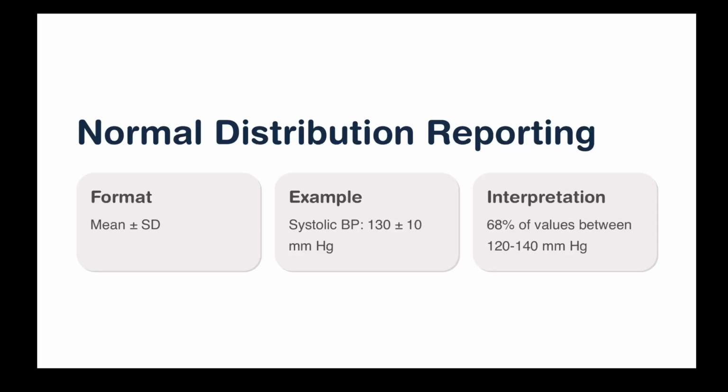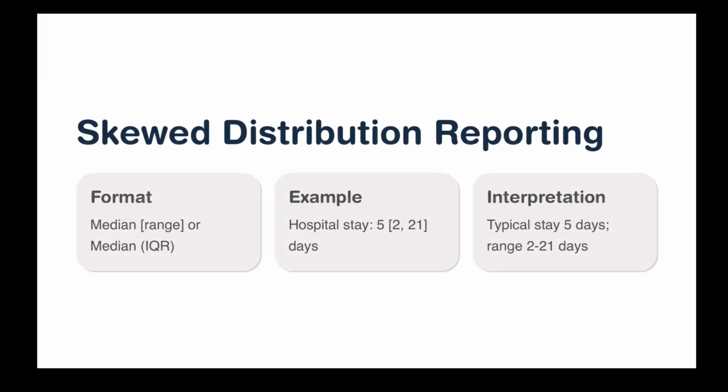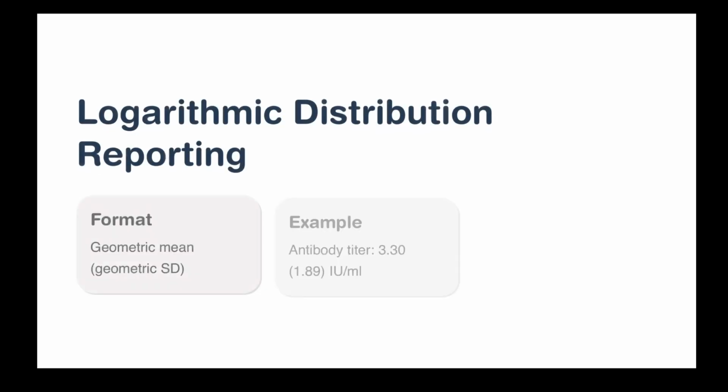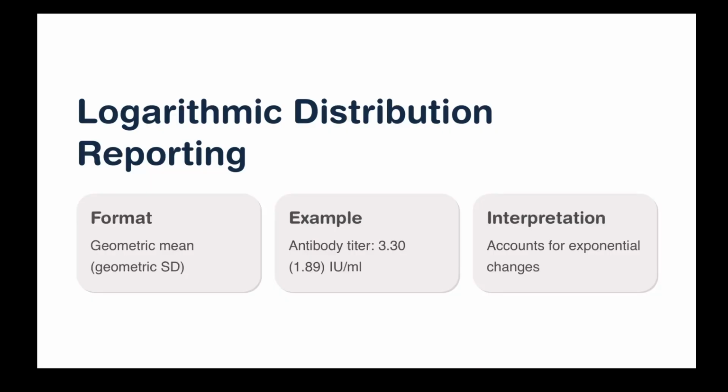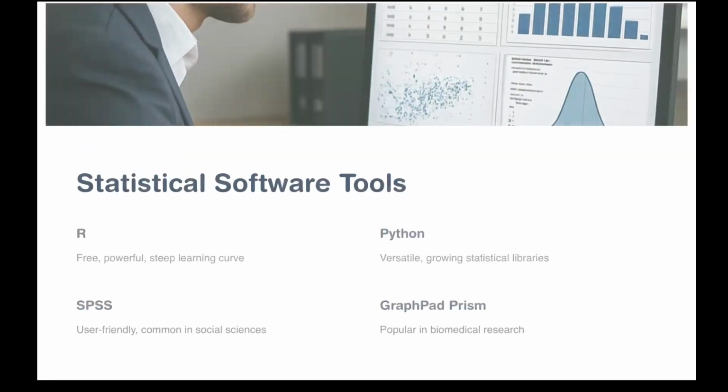Normal distribution reporting will have a format. If it is a normal distribution, obviously you will use mean with standard deviation, and you need to interpret it as well. Once we mention the mean format, then give an example, then interpret it accordingly for clinical use. If it is skewed: format, example, and interpretation. And for logarithmic distribution as well, the format will be the geometric mean. Examples are like antibody titers. Interpretation will be accounting for exponential changes.